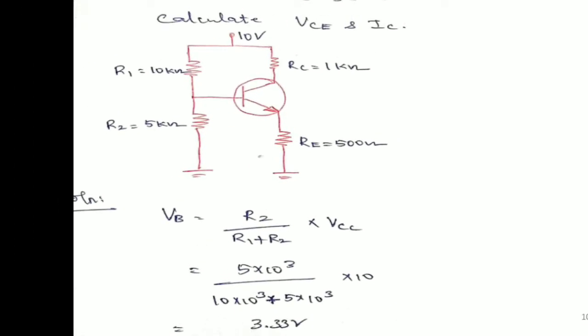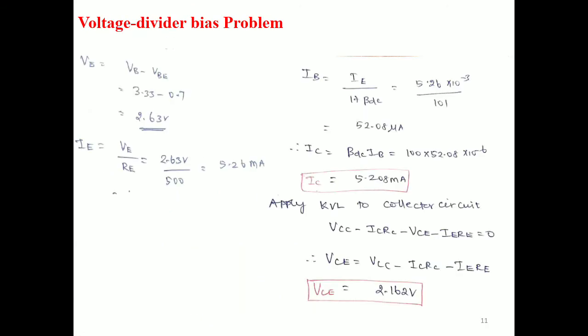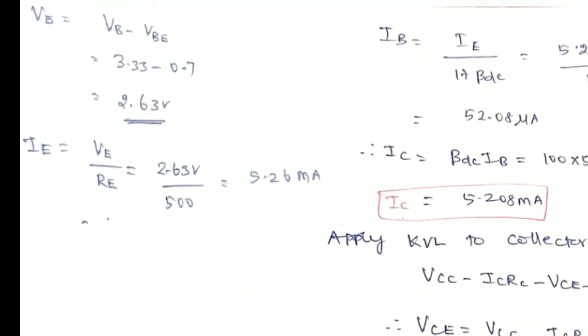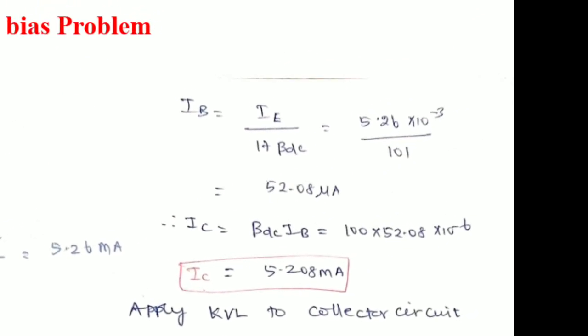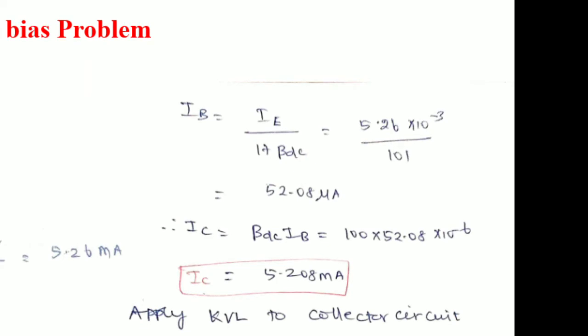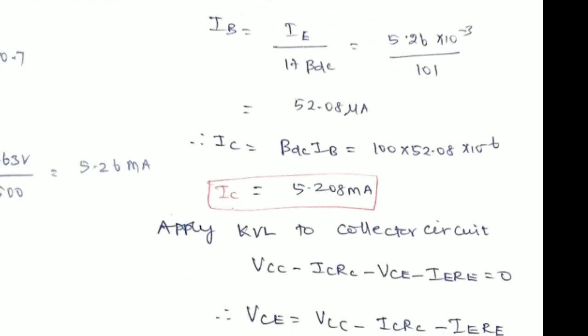So next, initially your VB is equal to R2 divided by R1 plus R2 into VCC, so we have 3.33 volt. Next, VE is VB minus VBE, which is equal to 2.63. From this, emitter current is equal to 5.26 mA and IB is equal to IE divided by 1 plus beta DC. Beta is equal to 100, so 1 plus beta DC is equal to 101. So IB is equal to 52 microamps. From this, we can easily find the collector current. So IC is equal to 5.208.